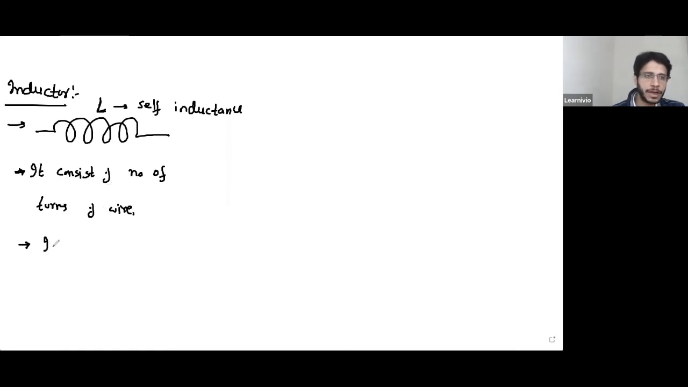If I am saying that my inductor is ideal, ideal inductor means it will offer no resistance. The resistance of the inductor is zero. It's made of ideal wire having zero resistance. So an ideal inductor has zero resistance.